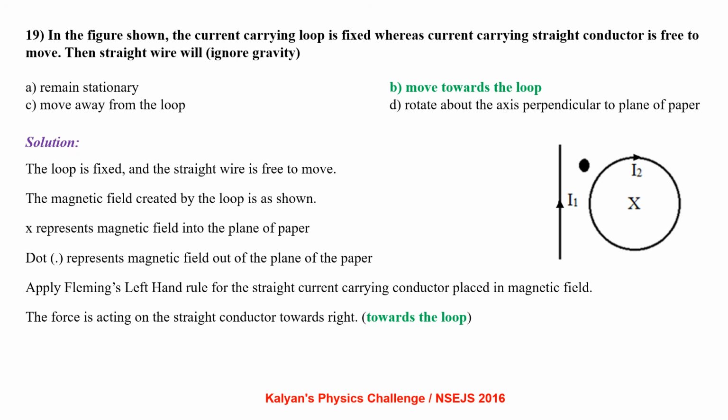The loop is fixed and the straight wire is free to move. The magnetic field created by the loop is as shown. X represents the field into the plane of the paper. Dot represents the field out of the plane of the paper. Applying Fleming's left hand rule for the straight current carrying conductor placed in the magnetic field, the force is acting on the conductor towards right.